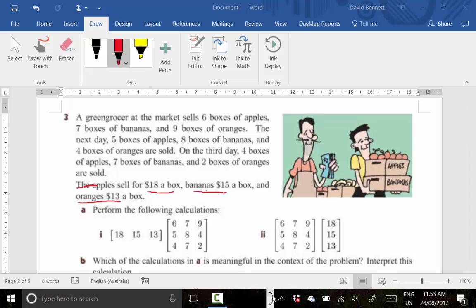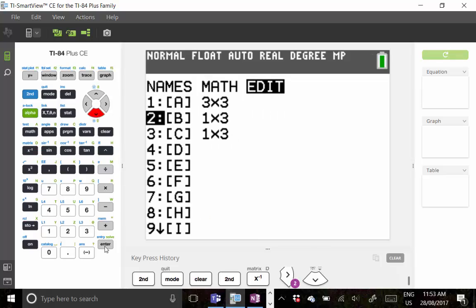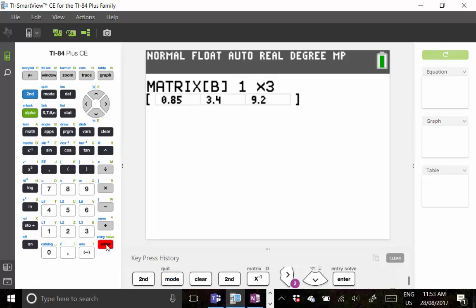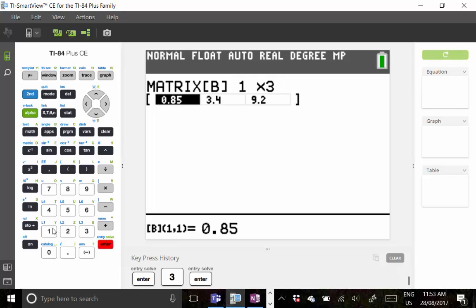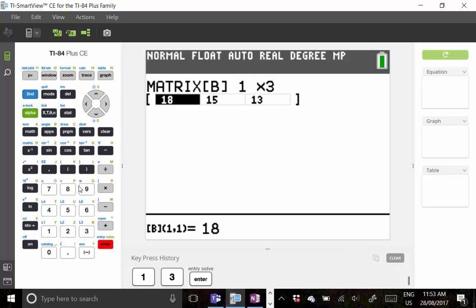Let's do them on our calculator. We could do them by hand, but let's use the calculator. I'll put the first matrix in. We're going to change the second matrix, so we go edit, come down to B, and that will be the first one we put in there. It's 1 by 3. Set the dimensions, type in your values: 18, 15, and 13. So that's that one.